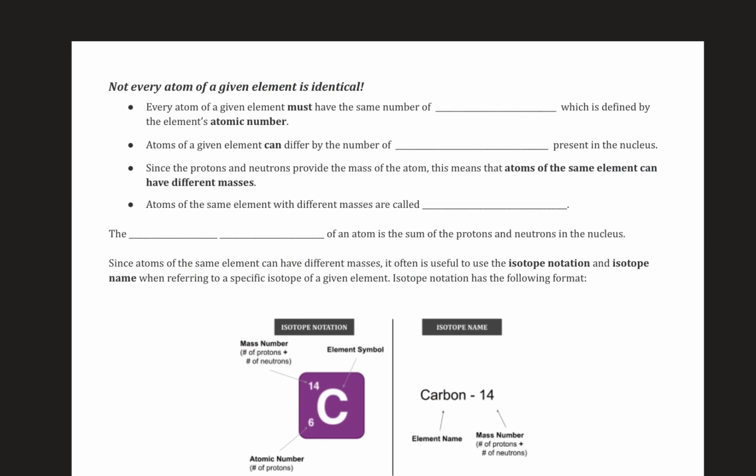John Dalton in his atomic theory said all atoms of a given element are identical by mass and other chemical properties. But he was wrong. Not every atom of a given element is identical. But every atom of a given element must have the same number of protons, which again we know is defined by the atomic number on your periodic table.